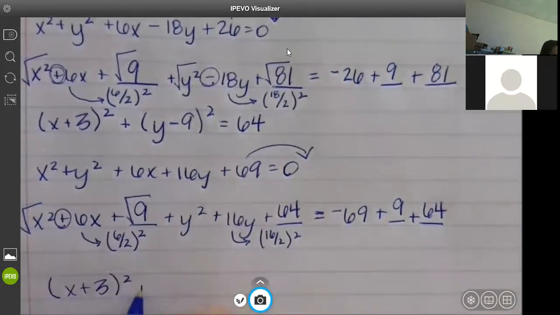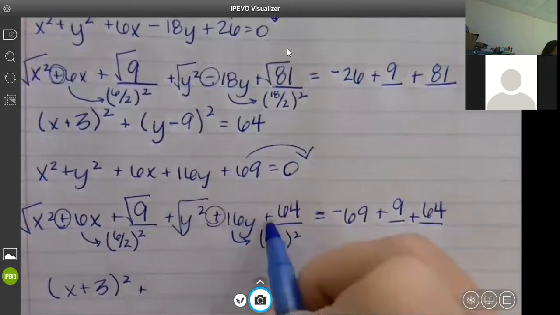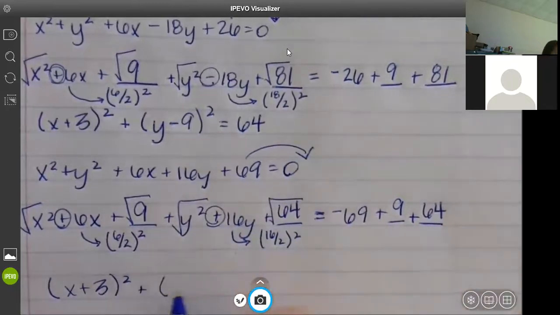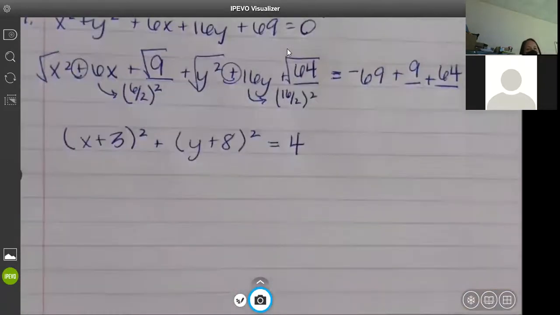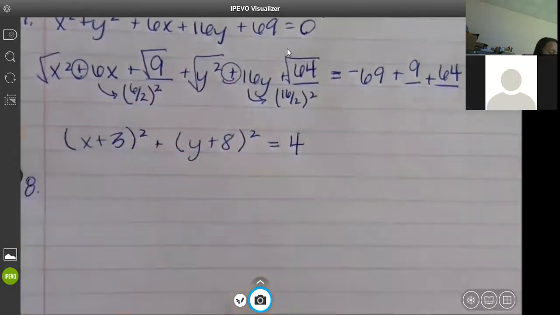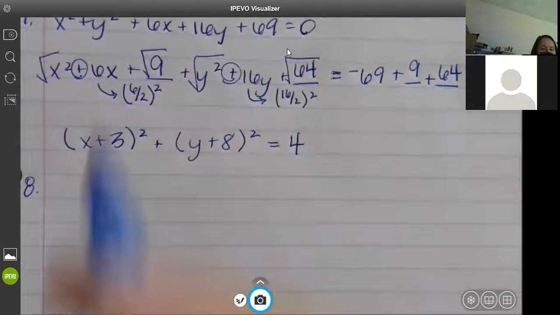Perfect. Square root, sign, square root. Before that, what's my whole factor? Y plus 8 squared. Don't forget your little squares up there. That's what makes it a circle, okay? And then equals negative 69 plus 64 plus 9. What's your center? Negative 3, negative 8. What's your radius? Perfect. That's all it is.